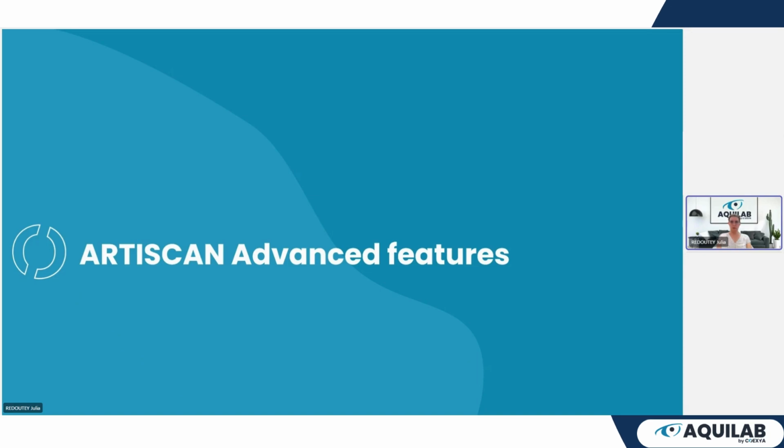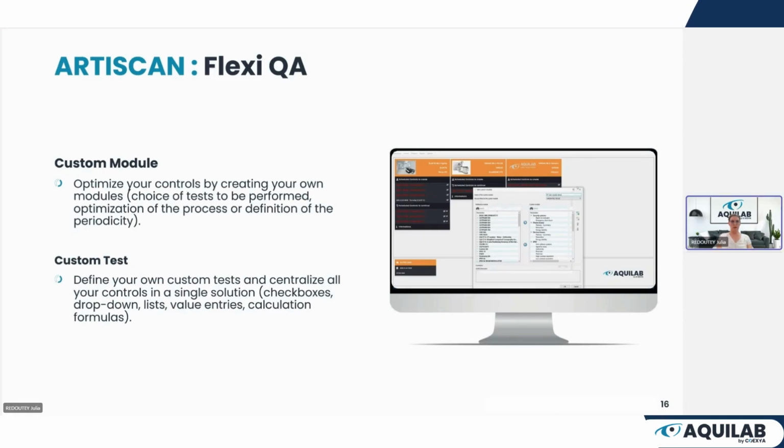ARTISCAN advanced feature. It permits you to personalize your QA. With Flexi QA, you can optimize your control by creating your own models, by choosing your tests to be performed, optimizing your process, or defining the periodicity. You can also define your own custom test and centralize all your controls in a single solution.